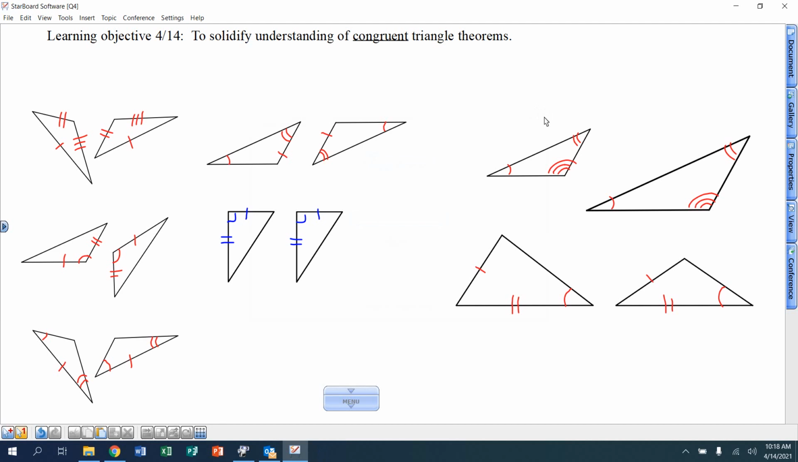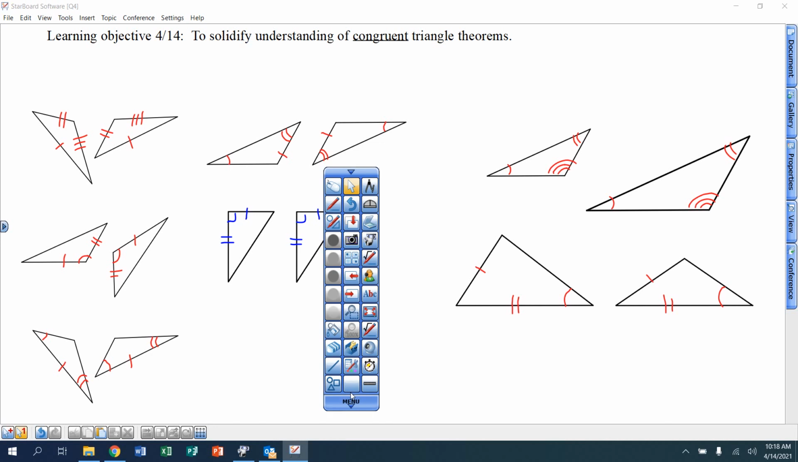I need you to see when you're looking at these, which ones are congruent, which ones are not. I need you to focus on these big ones here, like this one. This is 3 equal sides. I need you to memorize that one. That one's the easiest one of all. That one, if I show you a triangle with those marks, that means it shares 3 equal sides.